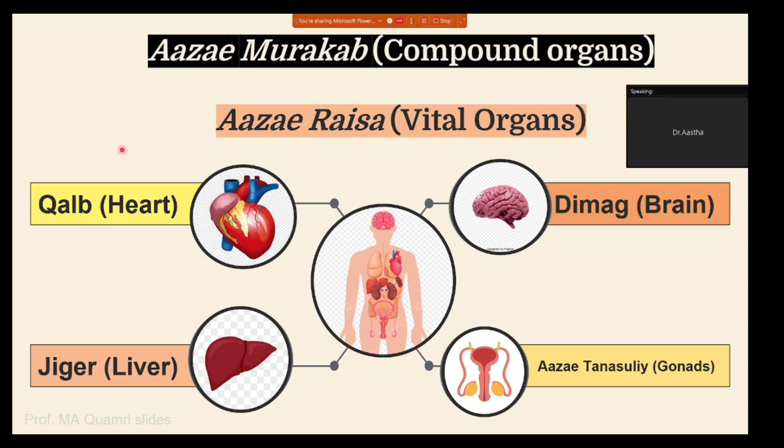Primarily, for the survival of the species and the genera, we need to have the heart, that is the kalp, dimagh, and jigar. This is called the heart, brain, and liver. These three are important for the survival of all human beings. For the survival of the generation, nasl ke liye, we need another vital organ, the Azai Tanasulia or the genital organs. So, Unani believes there are four different vital organs, and their functions regulate the survival of the human body as well as of the different species of the genera.